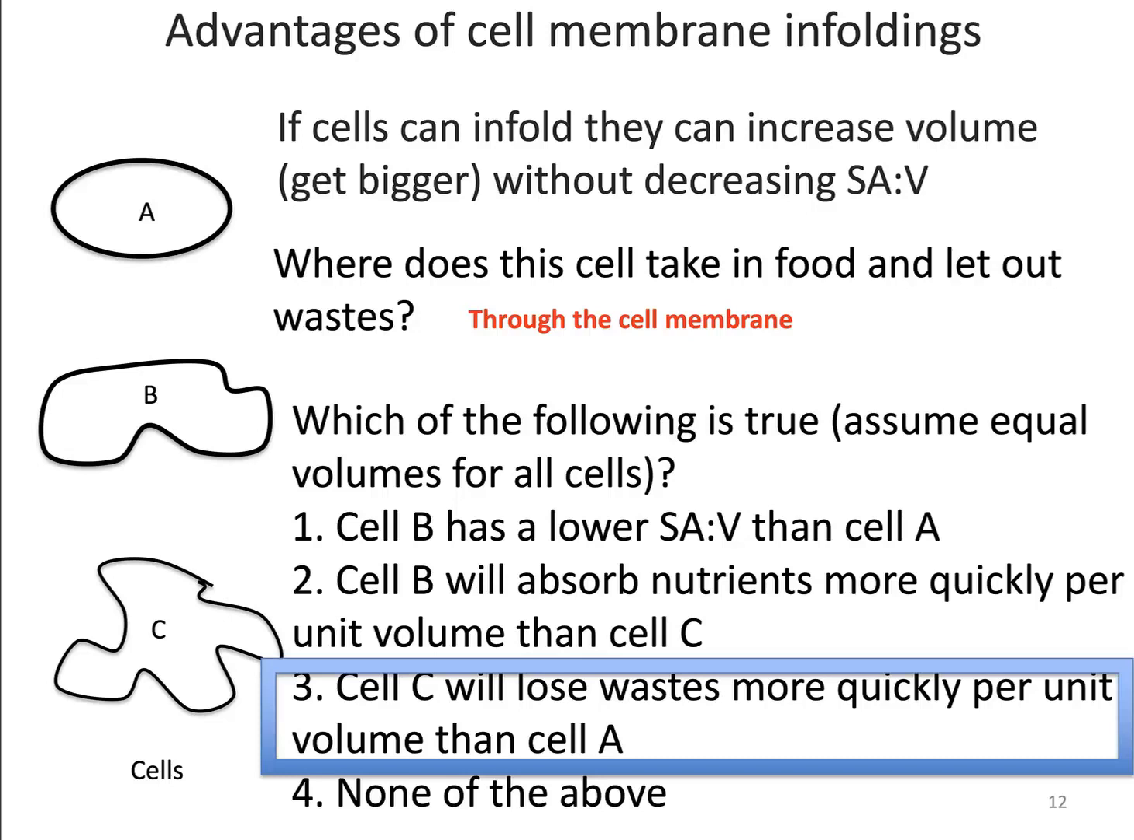If you said cell C will lose waste more quickly per unit volume than cell A, you are correct. So cell B does not have a lower surface area to volume ratio than cell A. Cell A would have the lowest surface area to volume ratio because if these have the same volume, B has more infolding, so it's going to have more surface area relative to its volume. And the statement that cell B will absorb nutrients more quickly per unit volume than cell C is false, because cell C is going to have the highest surface area to volume ratio, so it's going to be absorbing nutrients more quickly per unit volume than cell B will.